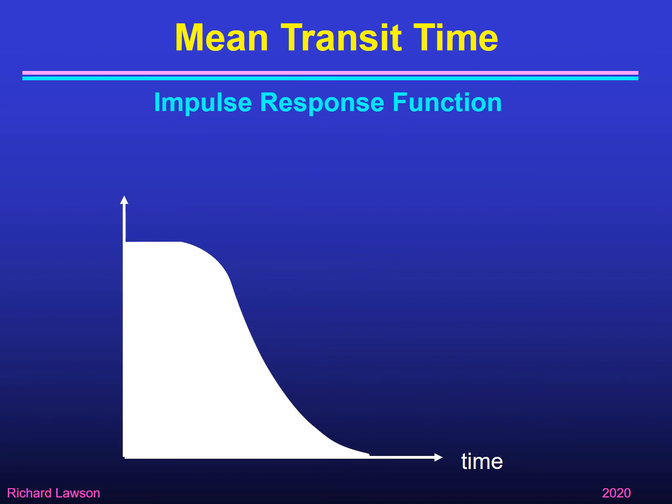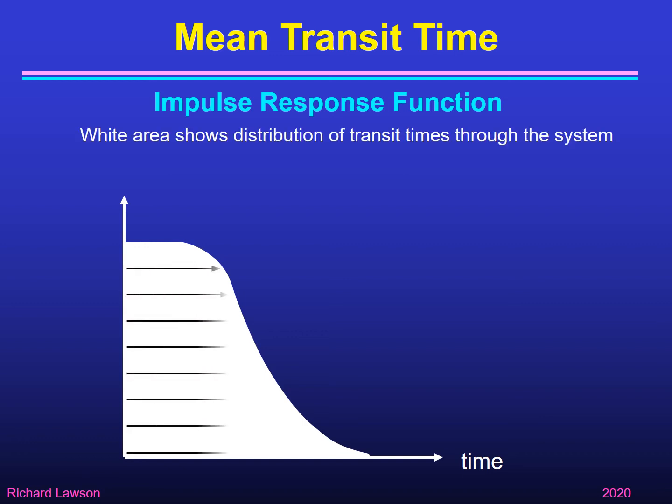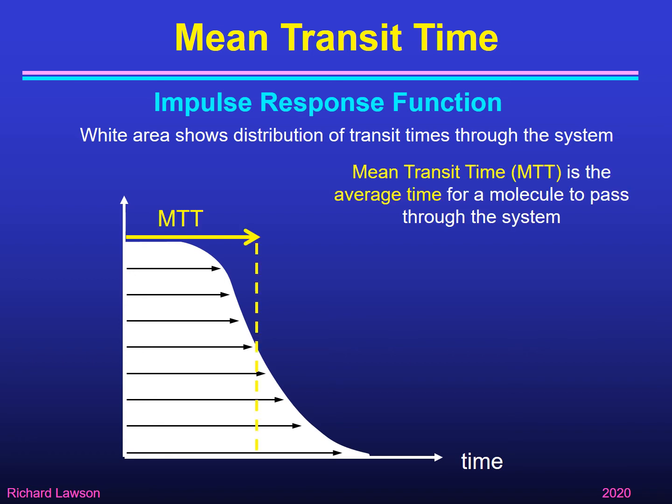So we can use the impulse response function to measure the mean transit time, or the average transit time that it takes for a molecule to pass through the kidney. If we look at the distribution of transit times, we see that each of these lines here represents a different transit time through the system. So from the very shortest one here, which gets through the kidney quickly, to one here that takes a long time to get through the kidney. So the mean transit time is the average time for a molecule to pass through the system, so it's somewhere here on the distribution. MTT signifies the mean transit time.